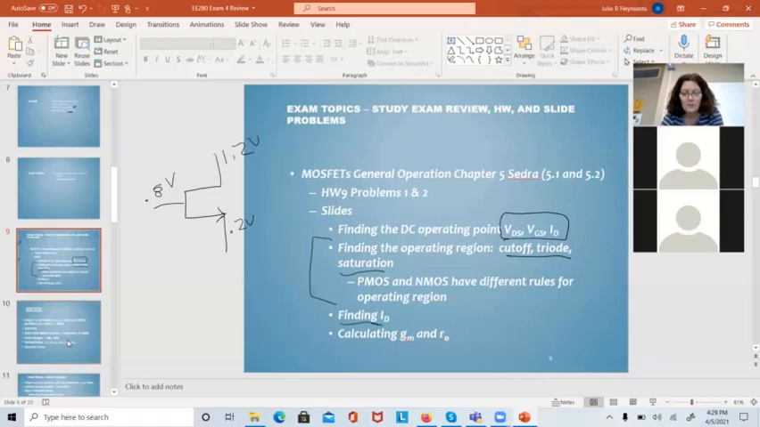Finding ID. Once you know the region of operation, you plug things into the formula and you got it, and we'll go over those. And can you calculate GM and little RO?